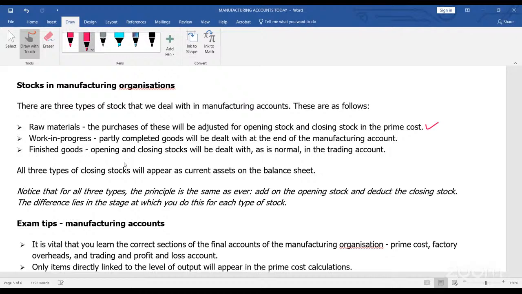Okay, work in progress, partly completed goods will be dealt with at the end of the manufacturing account. Finished goods, there will be opening and closing stocks. We deal with this in a normal way in the trading account. Opening stock, of course, the closing stock will be subtracted. We are going to see how to do that.